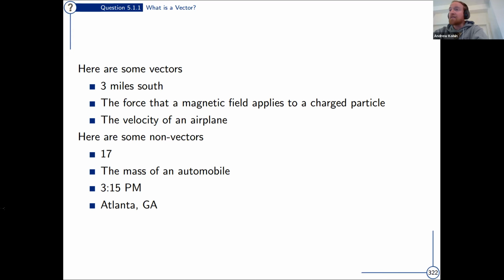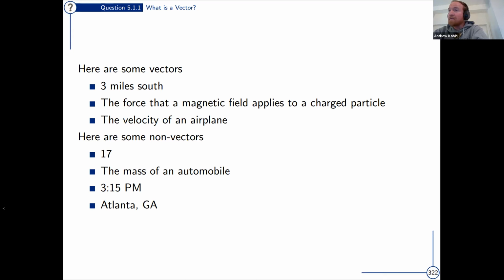Here are some non-vectors that don't contain a magnitude and a direction component. The number 17 only has a number attached to it. You could call that the length or magnitude of something, but it doesn't have a direction. Likewise, the mass of an automobile, in contrast to its weight, which is really a force vector, is just a single number. It tells you how much mass, how much material is in that automobile.